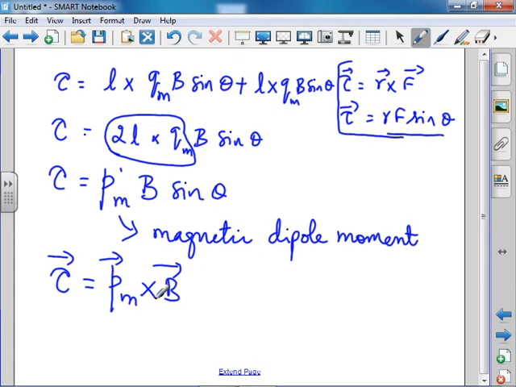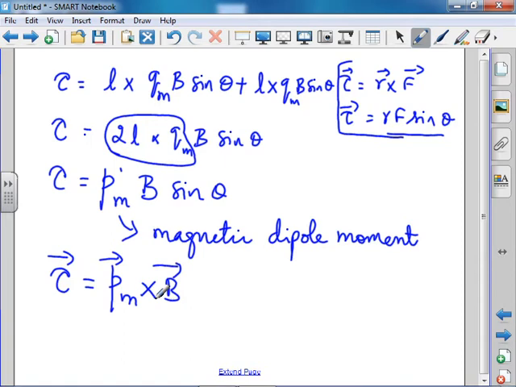It is a cross product of two vectors, magnetic dipole moment and magnetic field. In electrostatics also you got a similar expression, P cross E. Here we got PM cross B.